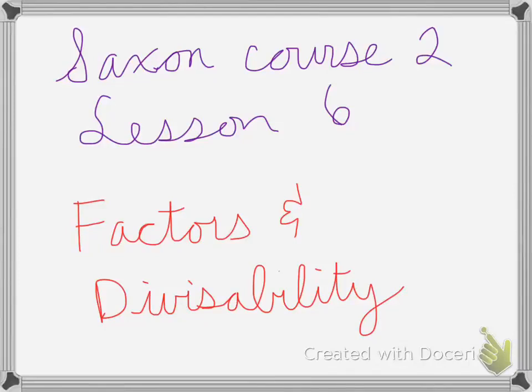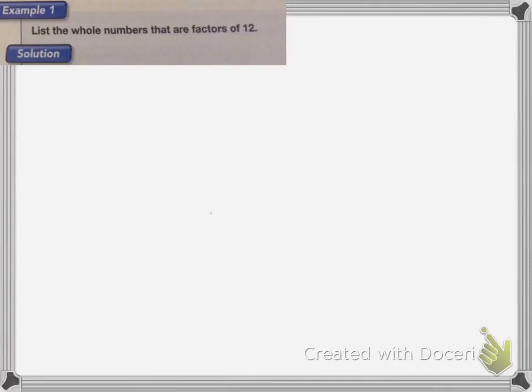Alright, so this lesson is lesson 6 of factors and divisibility. So first it wants us to list the whole numbers that are factors of 12. To do that, we need to find the whole numbers that divide 12 with no remainder. So we're going to write down the factor pairs of 12.